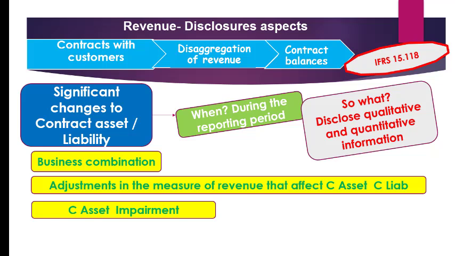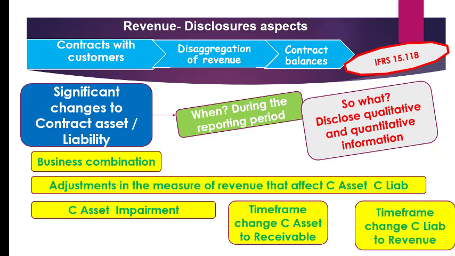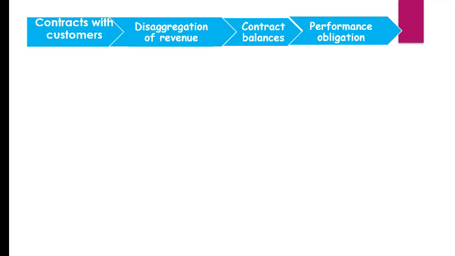A change in the time frame for a right to consideration to become unconditional. For example, when a contract asset can now be reclassified to a receivable. So something changed, maybe a condition needed to be met, and then that condition is now met. So you can then transfer that from contract asset to a receivable. You now have the right to receive it. A change in the time frame for a performance obligation to be satisfied, for instance, if you have a contract liability relating to the item at the beginning of the year, but during the year the obligation is satisfied, so it can now be transferred to revenue. So that's specific to performance obligation.